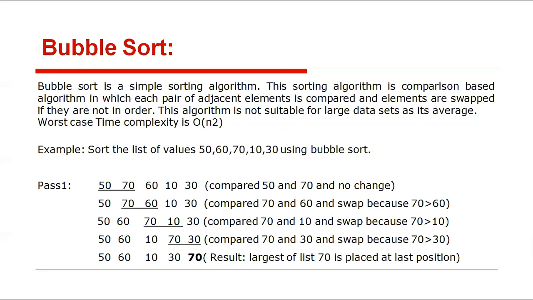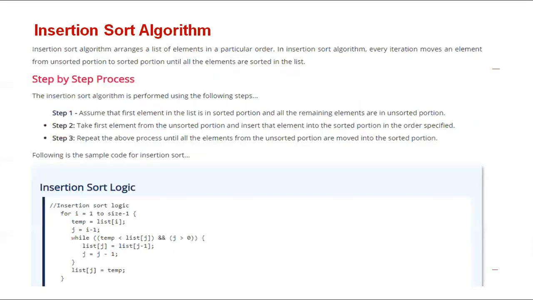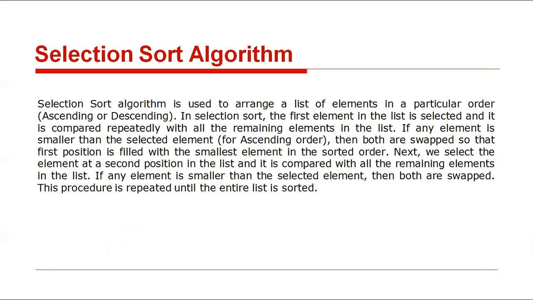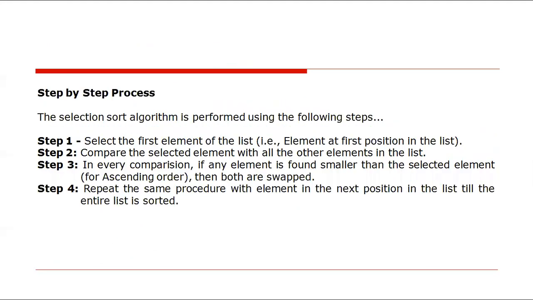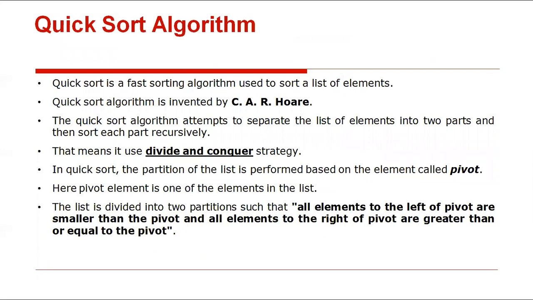We already learned three sorting techniques. The first one is the bubble sort technique, the second one is the insertion sort technique, and the third one is the selection sort technique, or selection sort algorithm. These are all used to arrange the elements in ascending order or descending order. So the next sorting technique is the quicksort algorithm.